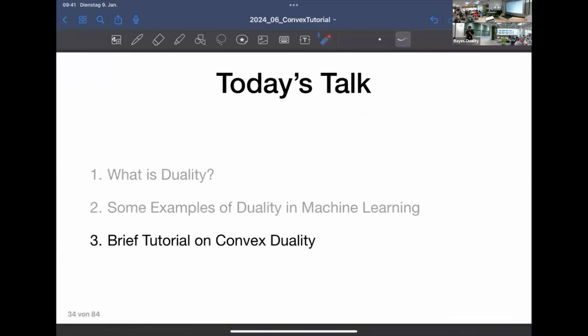So we discussed a bit what duality is. We've seen some examples of how duality is used in machine learning. This was not exhaustive at all, so there are many more. And now for the remaining 30 minutes, I will give a brief tutorial which really explains in more depth what I've just claimed to be true.